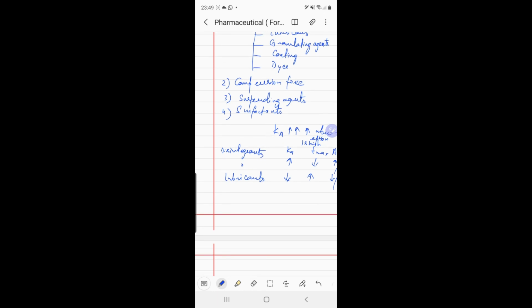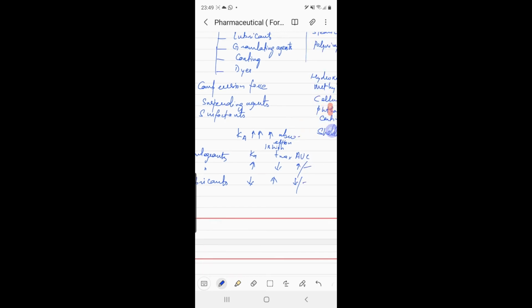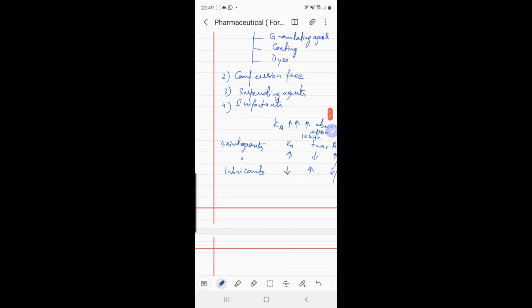So if we talk about the coating agents, like the HPMC, this is the polymer which is used at a concentration where it does not affect much the absorption or the other properties. So there may be no effect with this one.